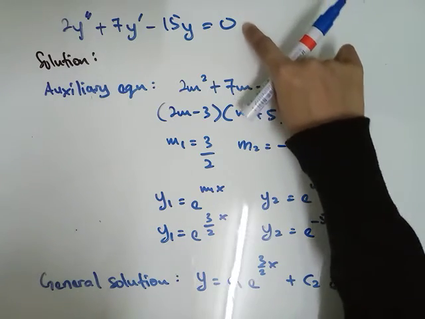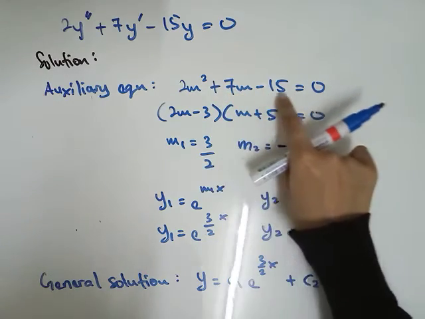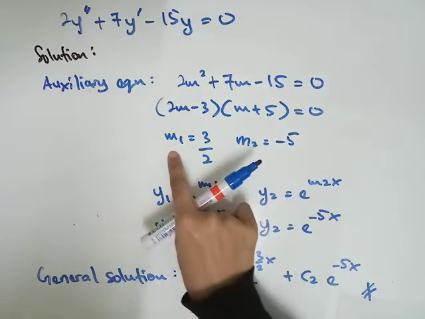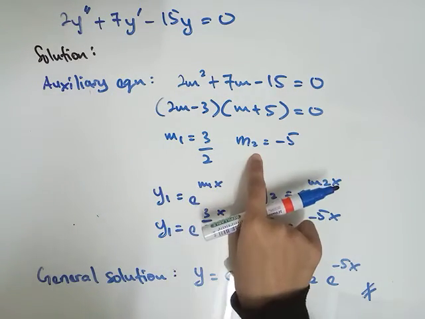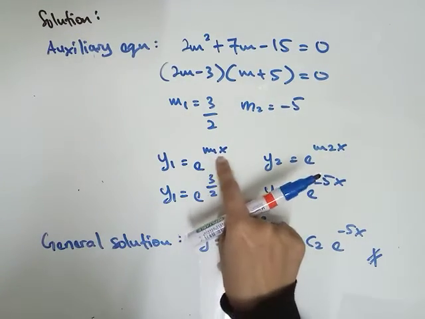Then you need to transform into the auxiliary equation, 2m squared plus 7m minus 15. Then you need to solve for m. You will get two different roots. Okay, this is for case 1, two different roots here. Then substitute into the theorem y equals exponent mx.